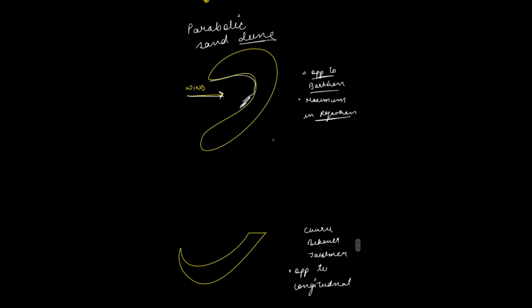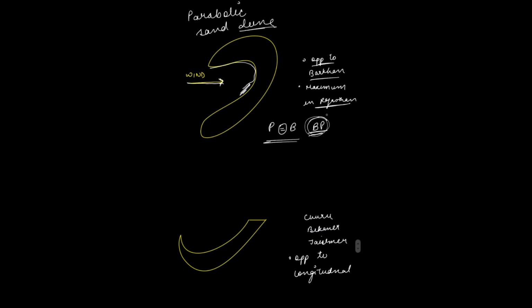So we may say that parabolic is opposite to Barkhan, not equal to, opposite to, just a thing to remember. So we may abbreviate the term as BP, that is blood pressure, don't take it otherwise, BP, right? BP means Barkhan is opposite to parabolic. So it is a trick to remember that BP is Barkhan is opposite to parabolic.